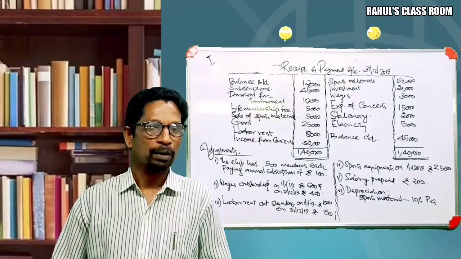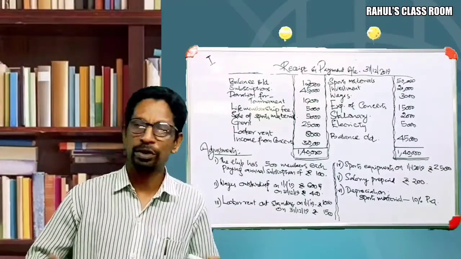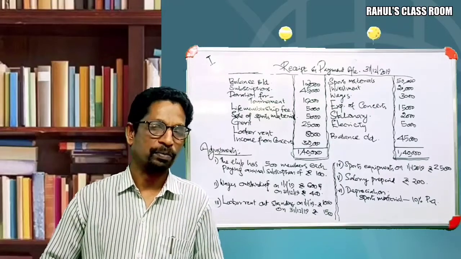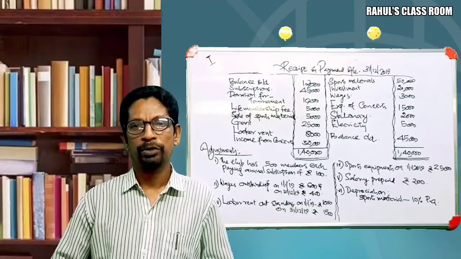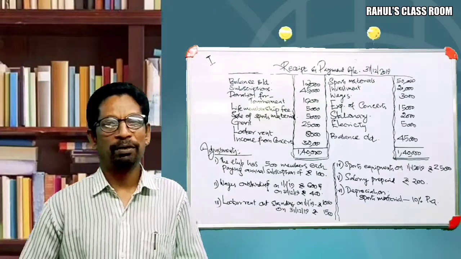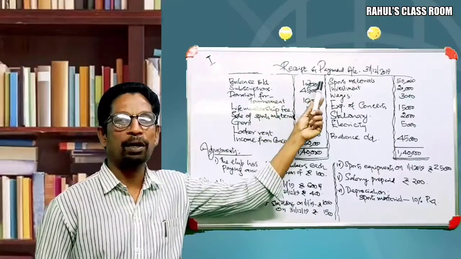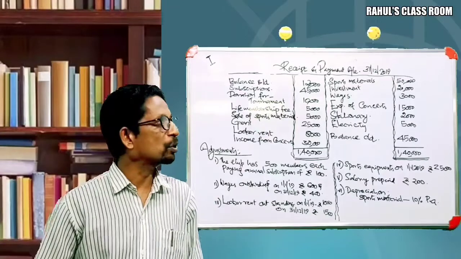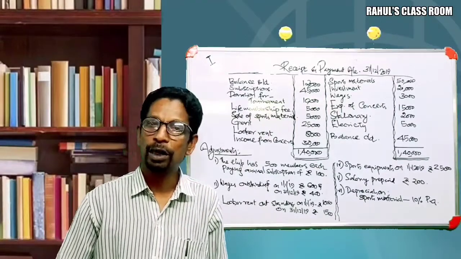We explained the treatment of various items like the subscriptions or the stationery or the salary, etc. during the previous sessions. So all of you remember such things now. Today I am going to read one question. Say for example, this is the receipt and payment account of Madrid Club as on 31st December 2019.